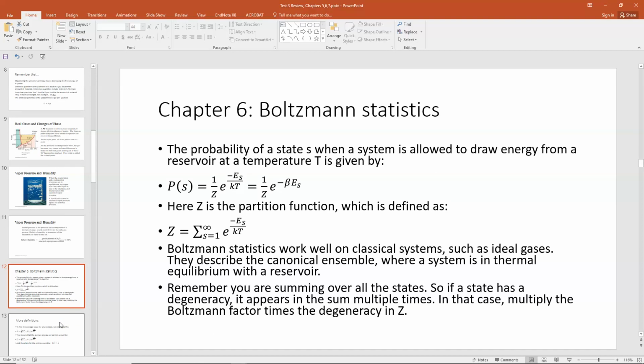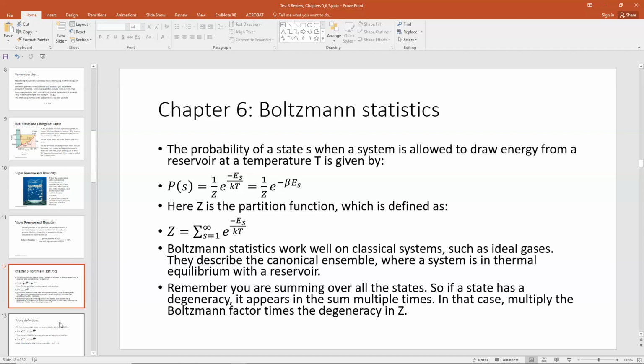Okay, so that was Chapter 5 stuff. Let's move on now to Chapter 6. And Chapter 6 concerned Boltzmann statistics, which are used primarily to describe the ideal gas model. So let's first discuss what the probability of a state s would be if the system was allowed to draw energy from a reservoir at a temperature T. And that is given by this formula here.